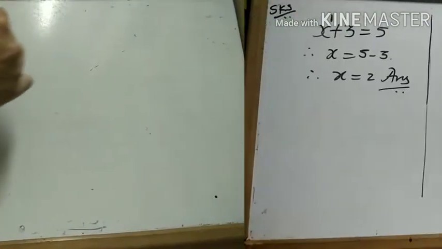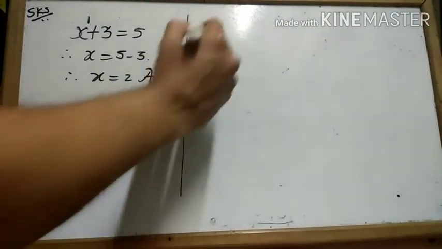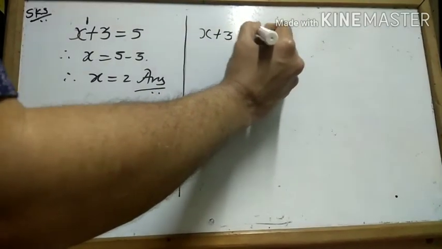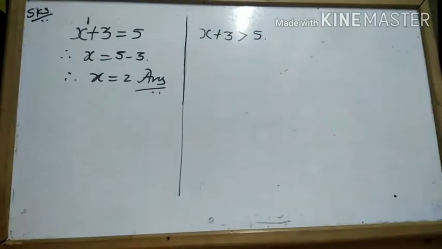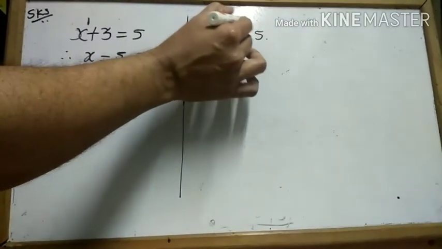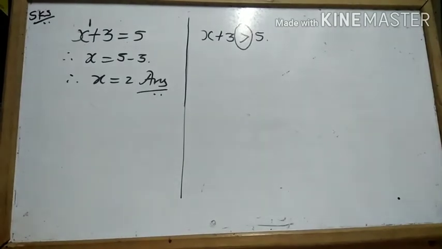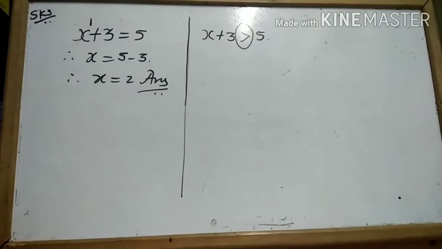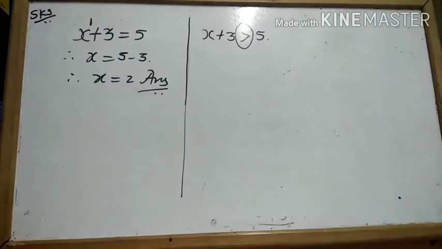It may happen that the same equation is written in a different form. What I mean to say is, if I write x plus 3 is greater than 5, then this is no longer an equation because there is no equality sign. Instead of equality there is a greater than sign. So I can't call them equations. They are called inequations.